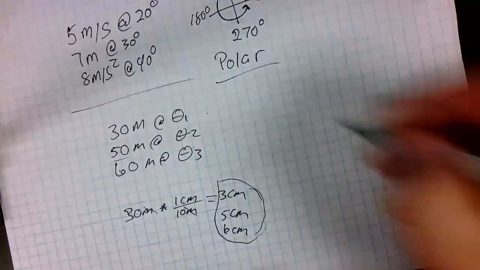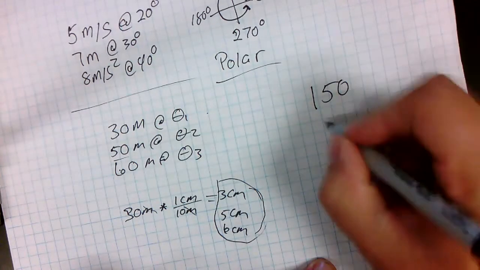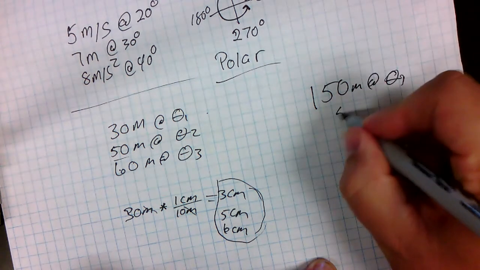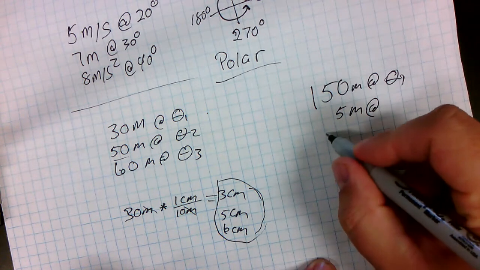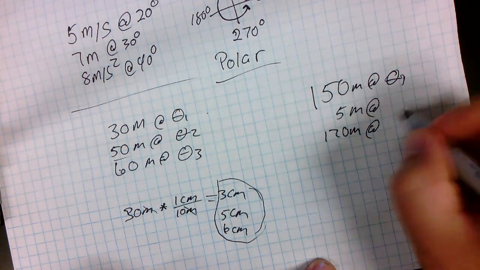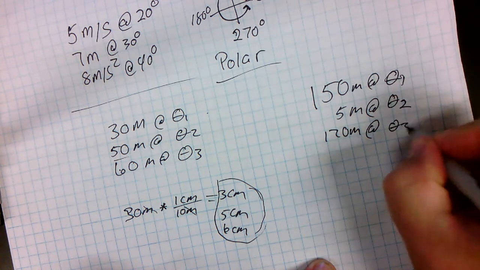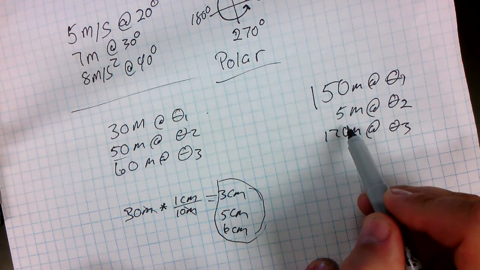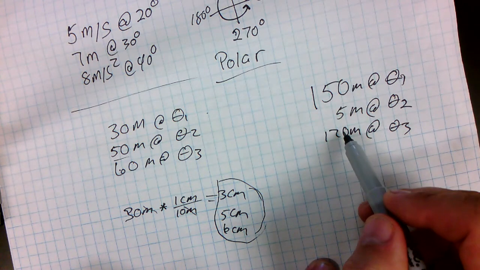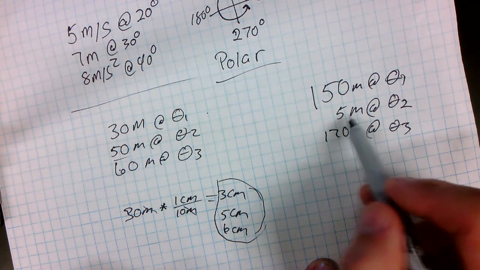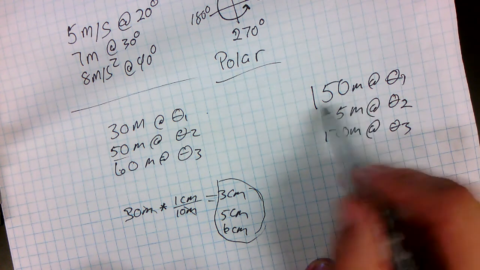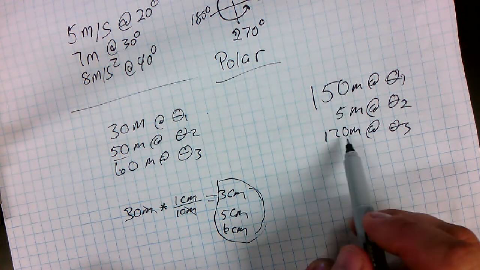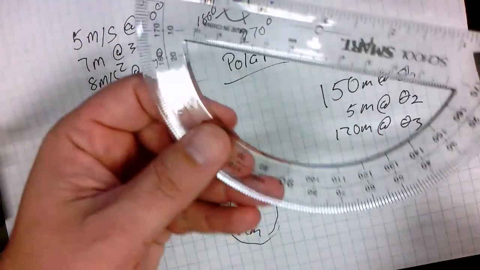So if I have the numbers 150 and 150 meters at an angle, and I add to that 5 meters at an angle, and then I add to that 120 meters at an angle, I can't scale this very well because these are so drastically different. I guess I could divide everything by 5, but I would have a 1 centimeter vector, and then I would have a 30 centimeter vector, and then I would have here a 20 centimeter vector. That would be pretty long if I divided everything by 5. We want to try to keep everything within 10.